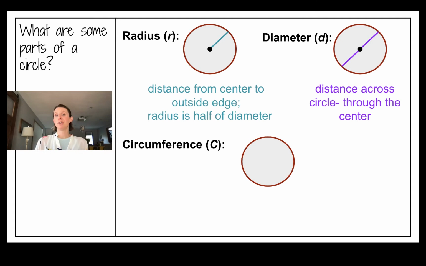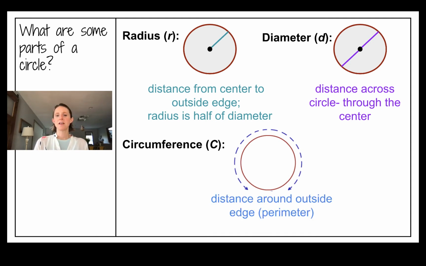Next, we have circumference. Circumference is a really fancy word for perimeter. It is the distance around a circle. So we want to write that as distance around outside edge. It's what we call perimeter. When you found perimeter of polygons back in 6th grade, perimeter of a circle is called circumference. Say that out loud once. Circumference. Yeah, and it's represented by the variable c. Make sure everything that you see in front of you is filled out in your notes.